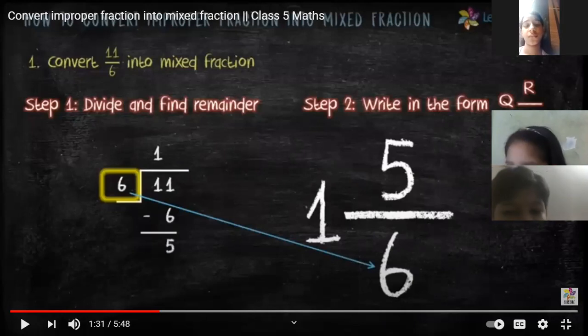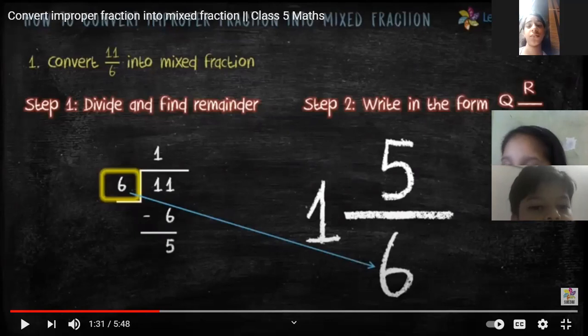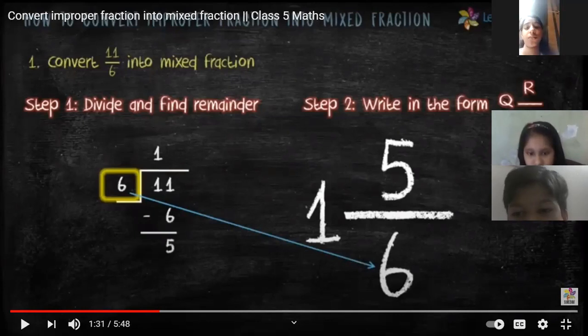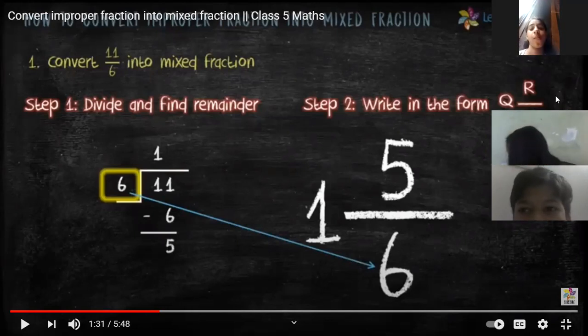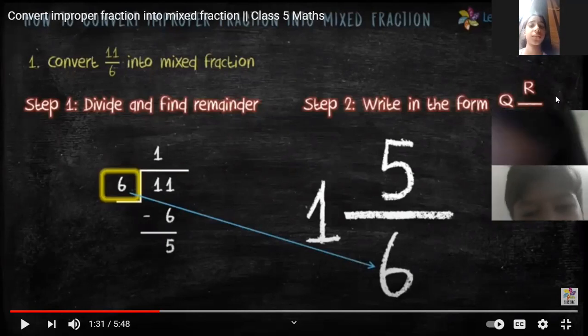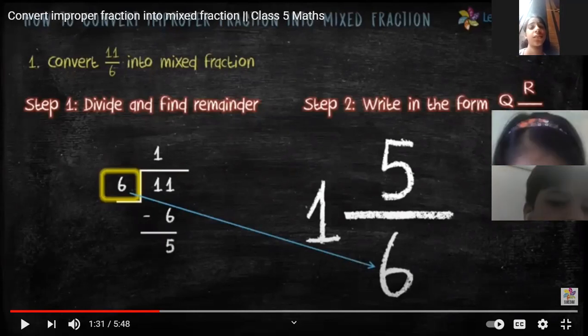So I hope this concept is clear. Only two simple steps we are going to follow. First of all, we divide the given improper fraction, and then we write down the different terms like remainder, divisor, and quotient in the given form, like this. Clear, bachche? Yes, ma'am. Okay, beta. So now we are going to continue.